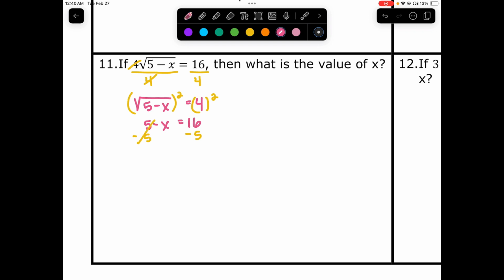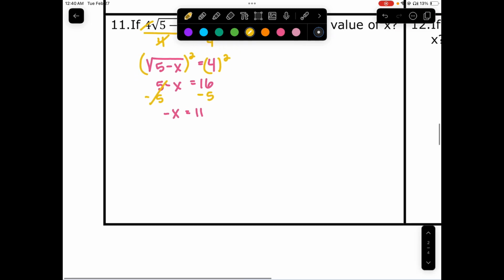And ugh, I hate when this happens. I don't know why it bugs me to have a negative x, but it just does. And then we're just going to divide both sides by -1. Such a weird thing to be upset by. Then again, it is me.